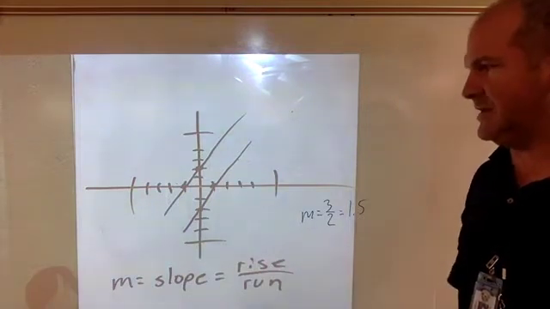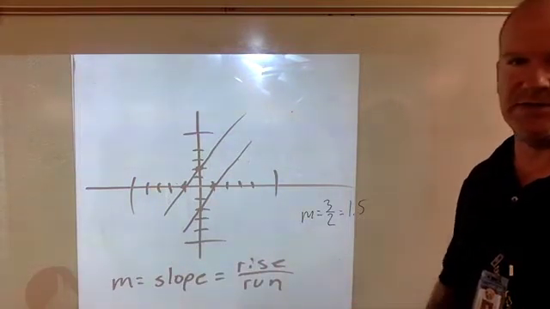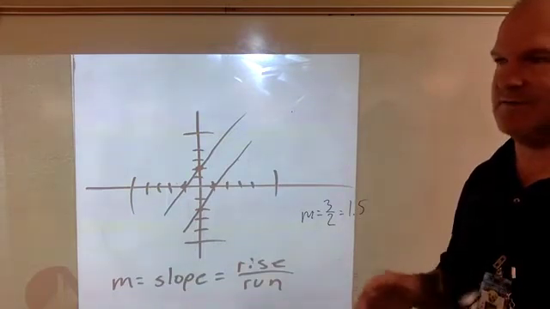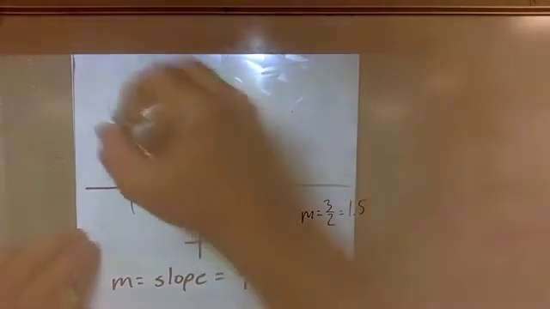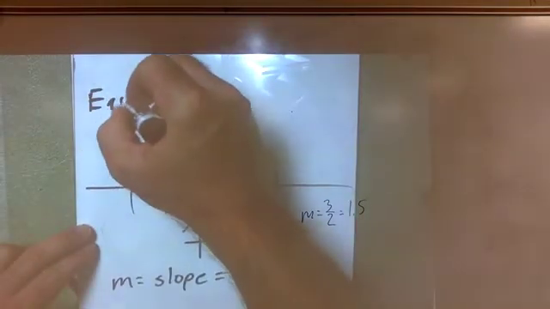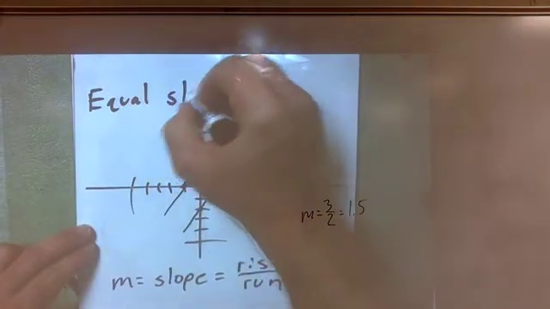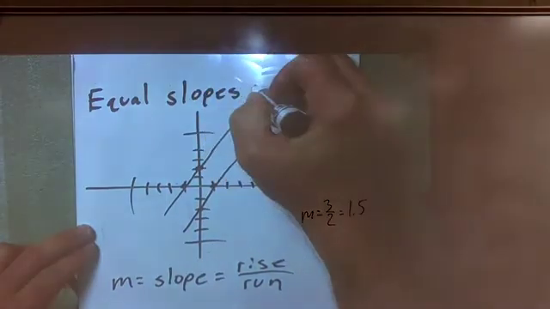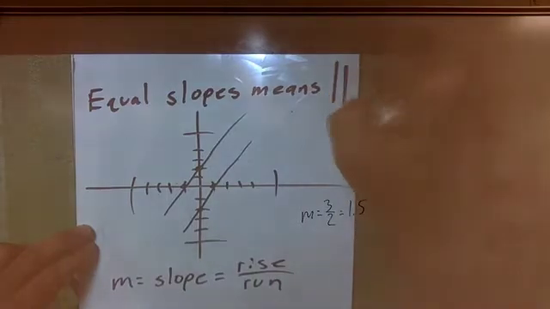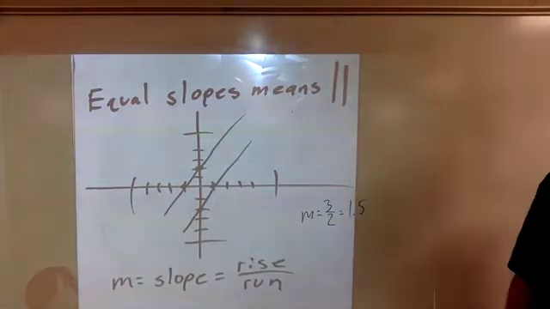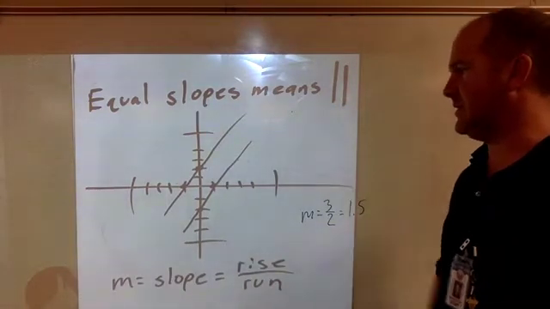Right? That's the whole key to seeing if two lines are parallel. You have to check the slopes, and equal slopes means parallel. And the symbol for parallel is two straight lines like that. So equal slopes means parallel.